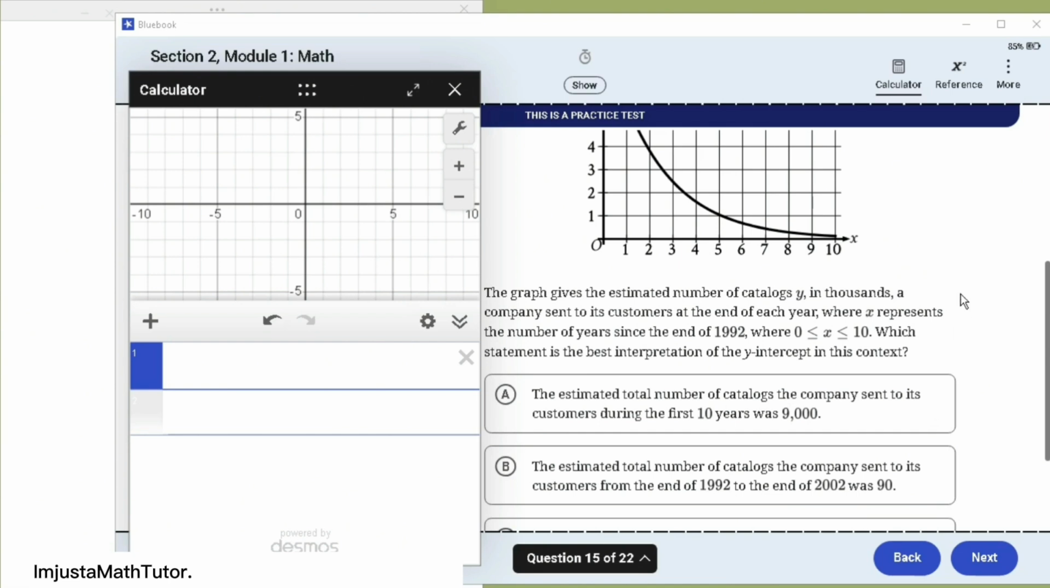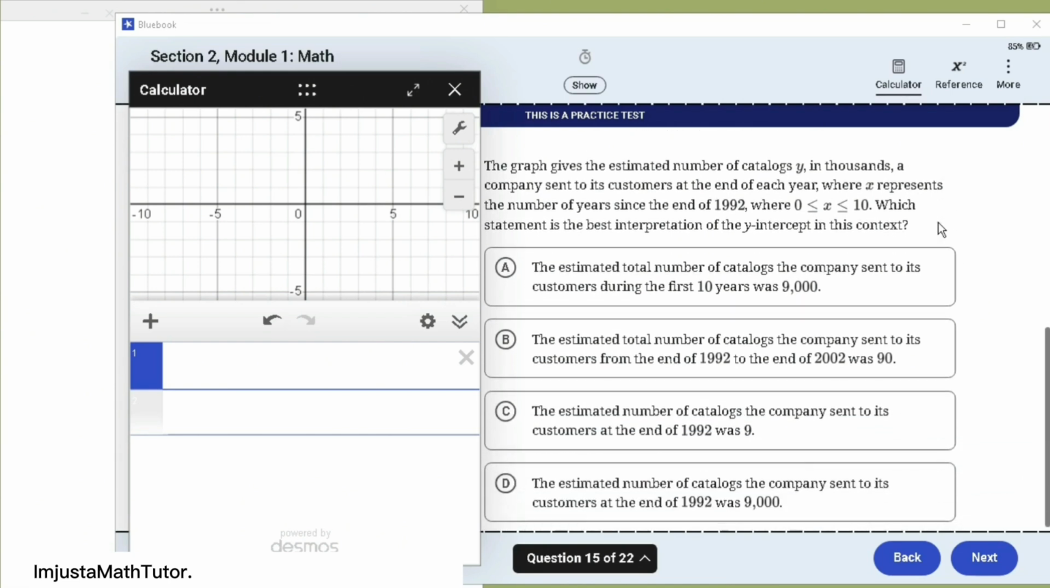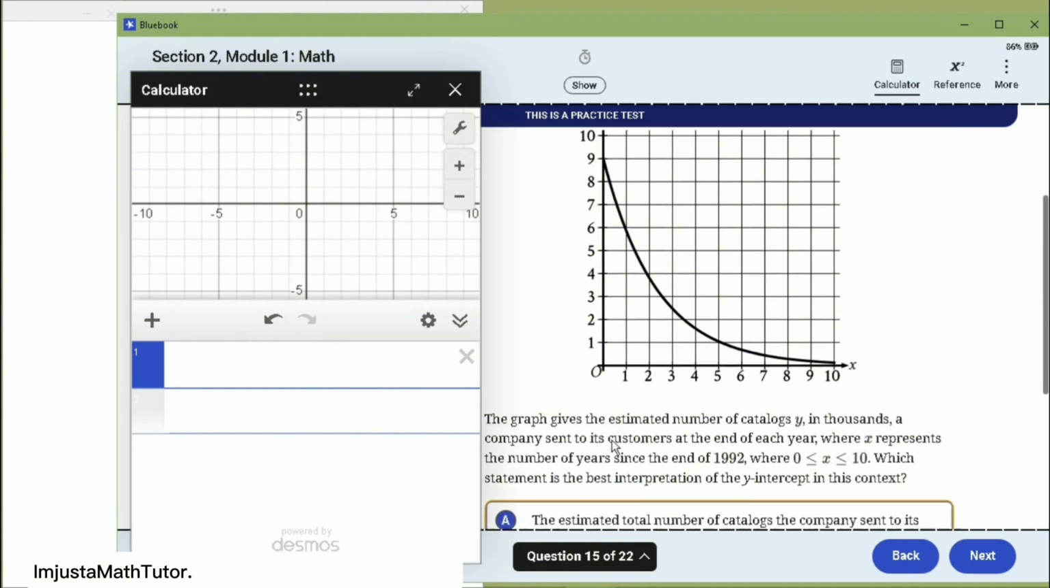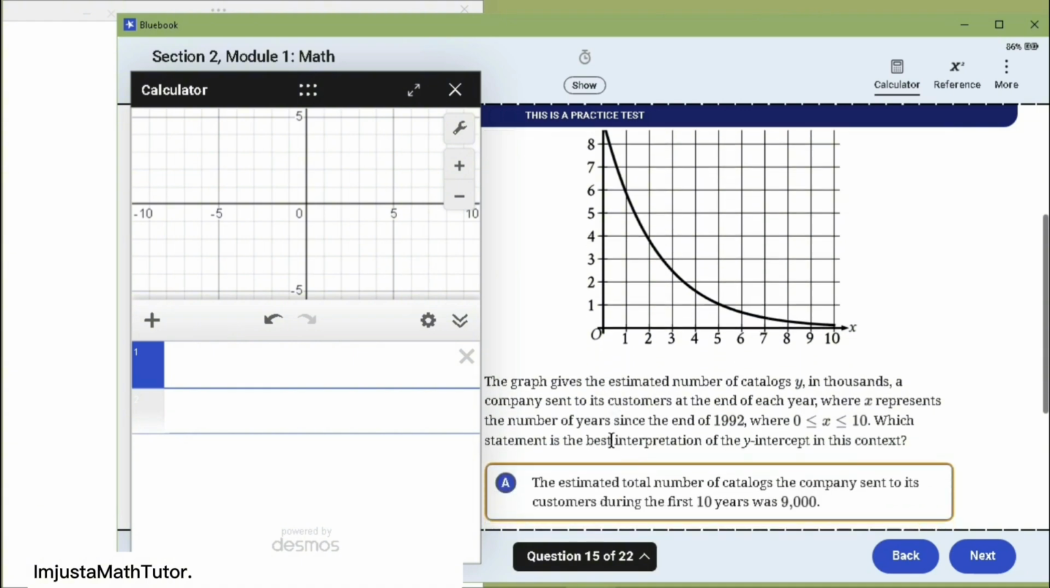So option A, the estimated total number of catalogs the company sent to its customers during the first 10 years was 9,000. So let's go read the value 9,000. It is here, 9. And the y-intercept is represented in 1,000, so 9,000. And we know that our x starts from 0, which is the end of 92. So by the end of 92, the company sent 9,000 catalogs. It doesn't specify that it's in the first 10 years. It's just by the end of 92. So we cross that out.